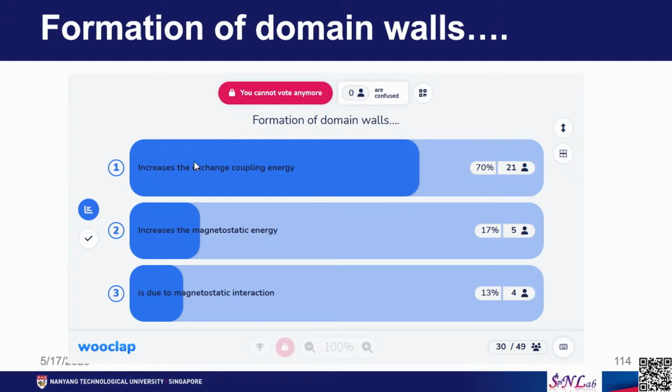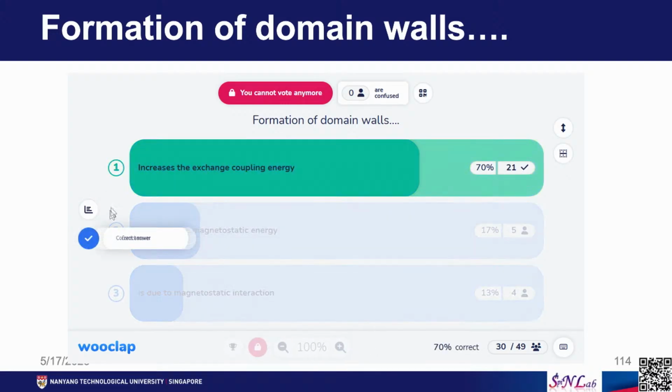Okay, majority of you are right. So, formation of domain walls increases the exchange coupling energy, because your neighboring spins are not parallel, they have certain angle, and because theta is not 0, we have some increase in the exchange coupling energy. So, this is the correct answer.